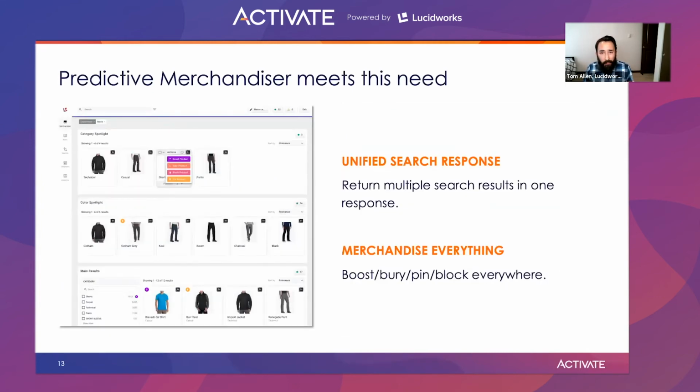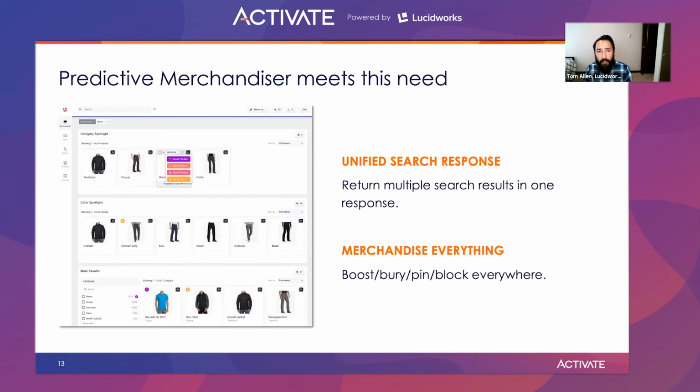You also have a unified search response. This is the core of how you can build that front-end solution once and not involve those developers again. You're going to return multiple search results in one response to whatever front end is rendering. That way you can have different orders of spotlights. You can have the search results up front if you want and put the other stuff down below. And you can also merchandise everything. Each one of those regions on the page, you can boost, bury, pin, and block. So you can set the products you want to see where you want to see them.